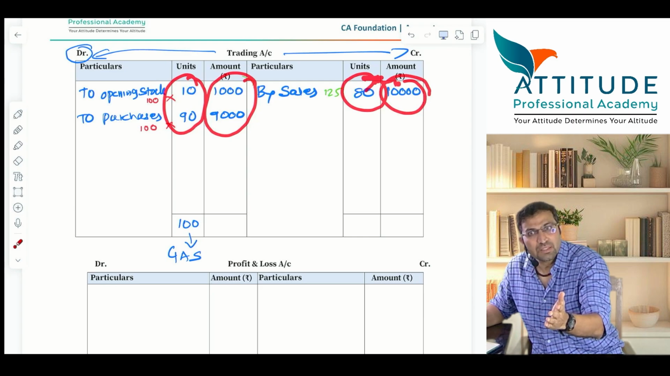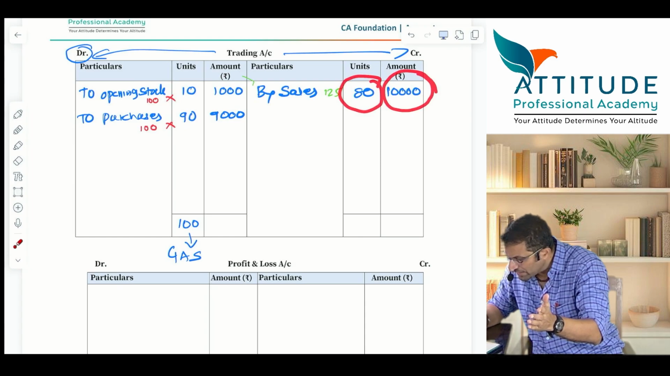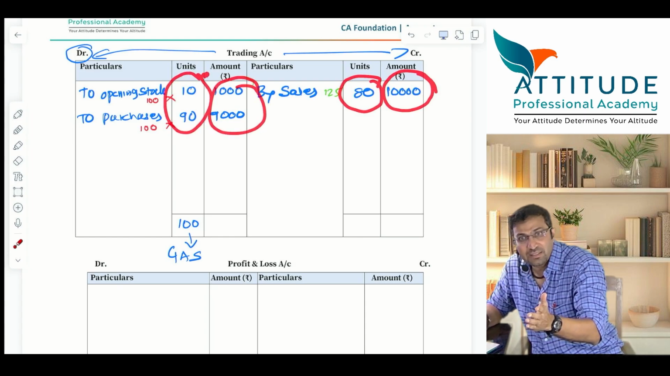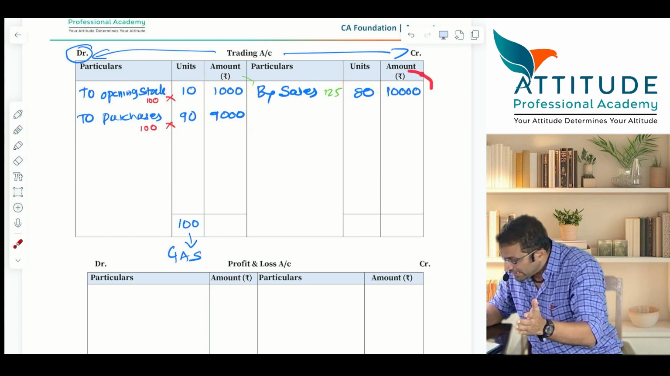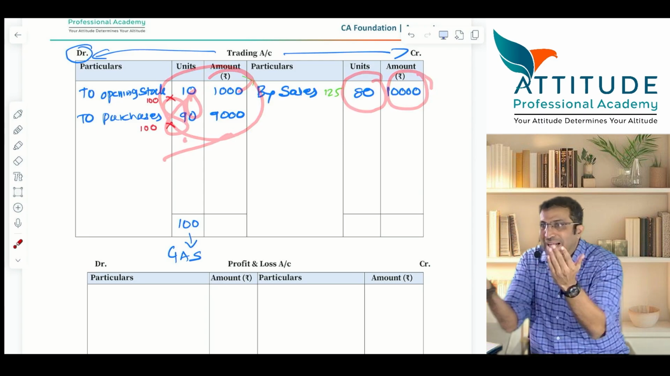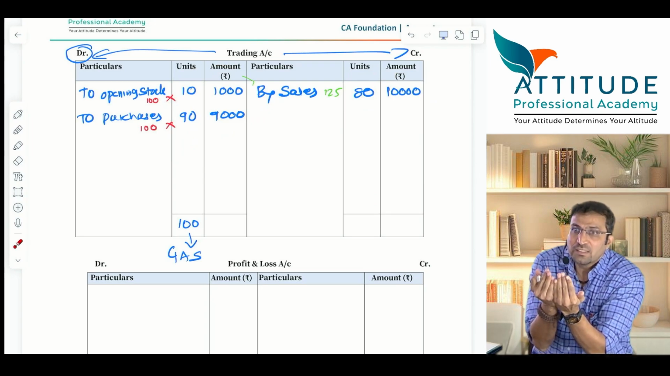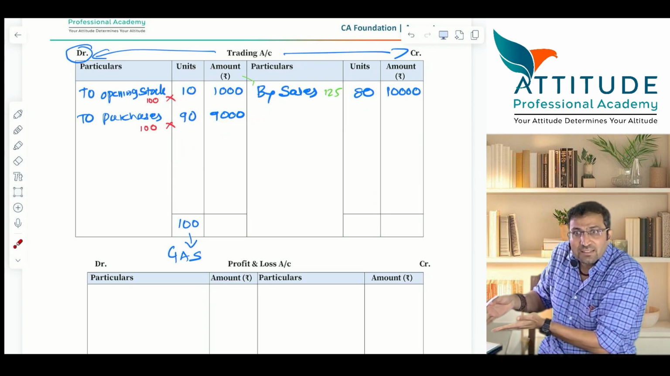Mismatch. Sir, I cannot compare the selling price of 80 units with the cost price of 100 units. It should be the selling price of 80 units with the cost of 80 units only. Then only it is matching. There is something known as the matching concept.